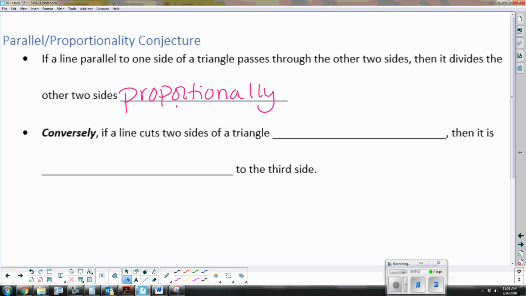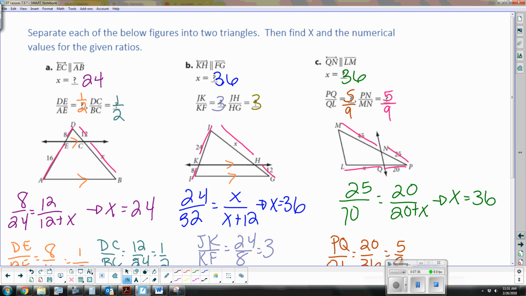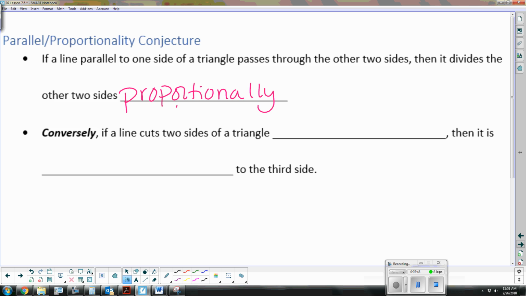And we saw that in the last example. We saw a line, a parallel line to the 3rd side, passing through the other 2 sides. And the 2 segments that it divided those 2 sides into are of equivalent ratios, therefore proportionally.